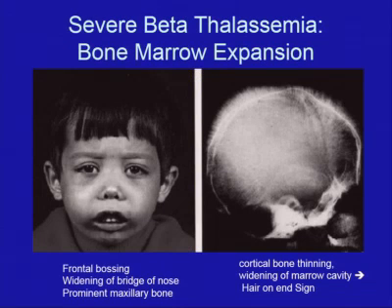So this is what these patients will look like untreated. The child on the left, you can see frontal bossing, the maxillae are prominent. On the right, this is a really classic x-ray, they call this the hair on end sign. Basically these little strands that look like hairs are just the medullary space that's very, very thick in the scalp.